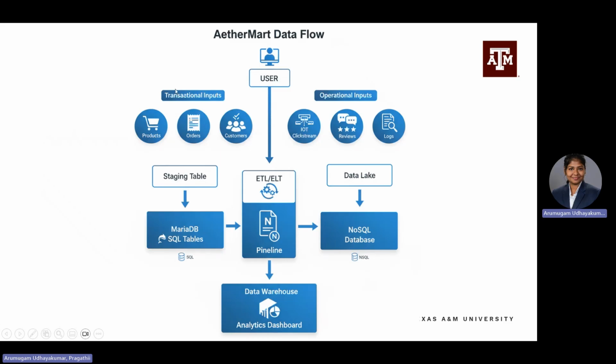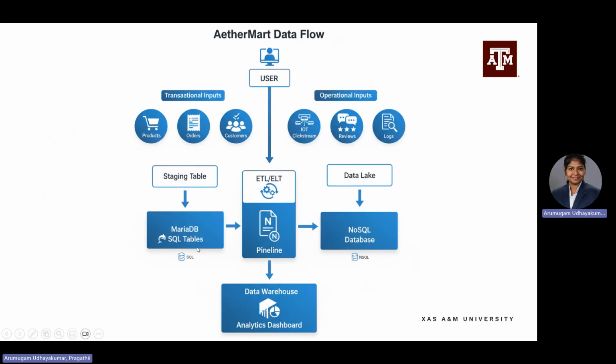So for transactional input, I want to pass the data into MariaDB, which serves as the structured layer. First, I will pass the transactional inputs into a staging table, and from the staging table, I'm going to pass it into MariaDB, which follows an SQL table. So this is structured. Similarly, operational inputs are unstructured, so I'm passing them to a data lake first, and from the data lake, I'm going to pass them to a NoSQL database.